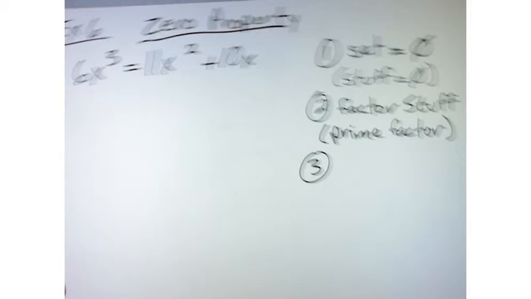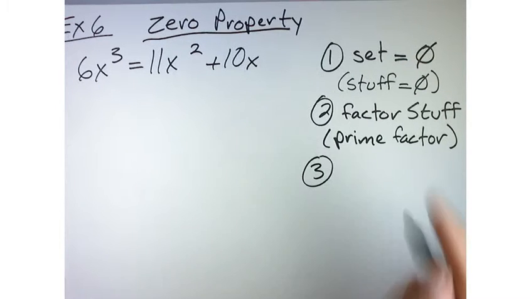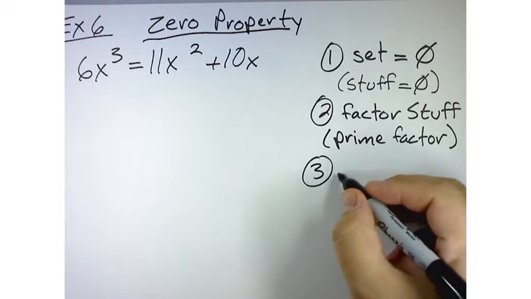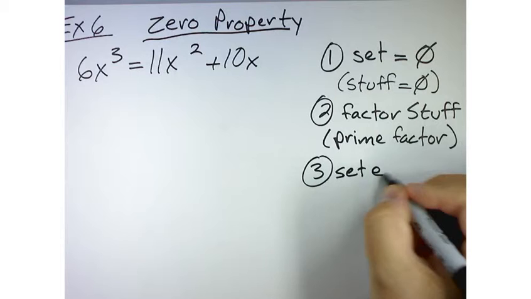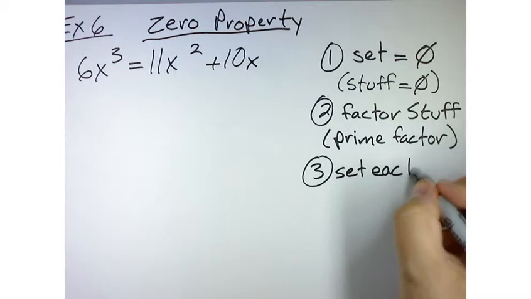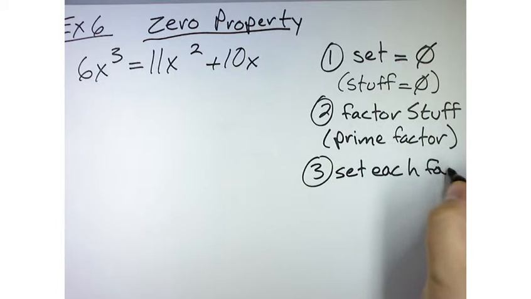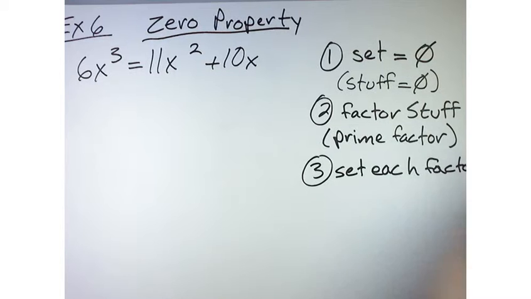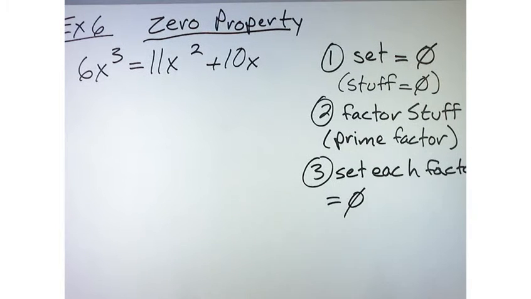Then step 3 is pretty simple too. What you would do is set each factor equal to 0. Okay? So the first step, what do I got to do? Set it equal to 0.